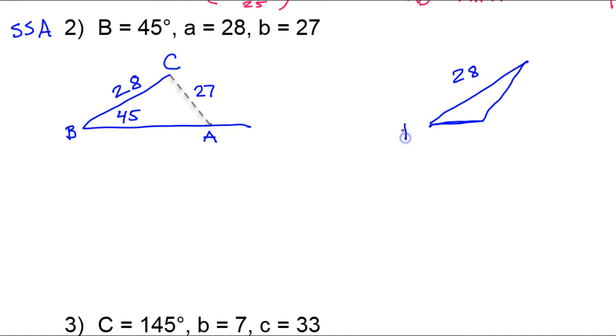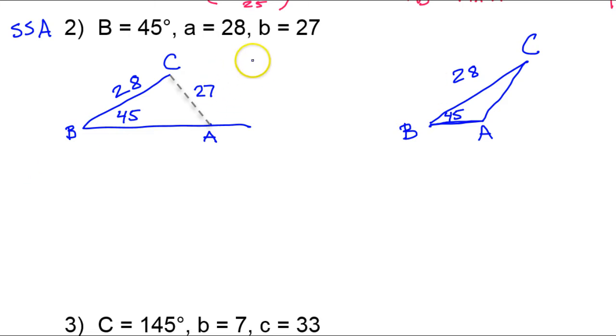Okay, so this would be angle B, and now angle A is going to be right here, and angle C would be here. And remember that this is 45. We know that. Okay, so these are the two different triangles that we must solve. We're going to have two different solutions. Let's solve this one first.